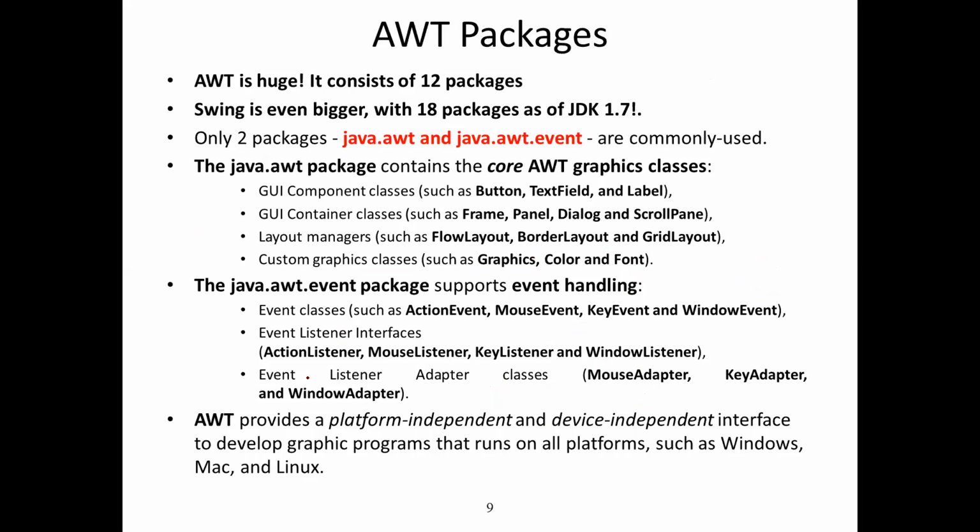So next, AWT is huge. It has how many packages? 12 packages. Just have a look at this. But Swing is much bigger than AWT. It provides 18 packages. And they are associated with 2 main packages. One is called java.awt and the other is called java.awt.event. This is where the listeners will come.